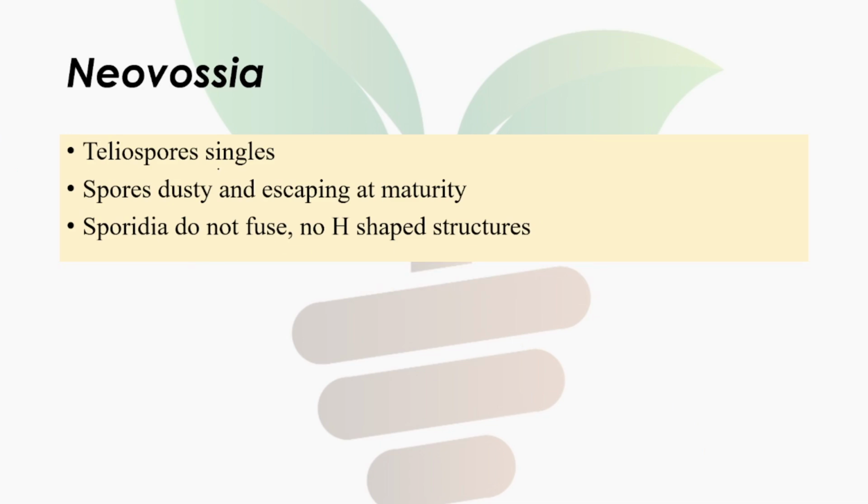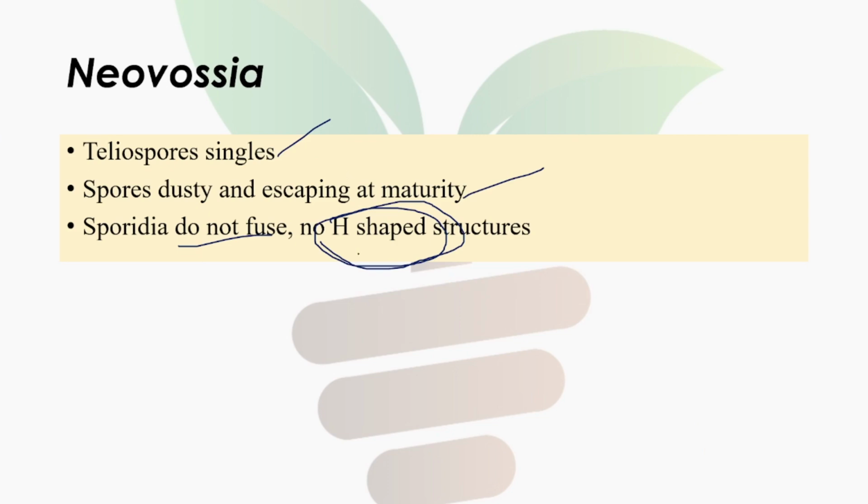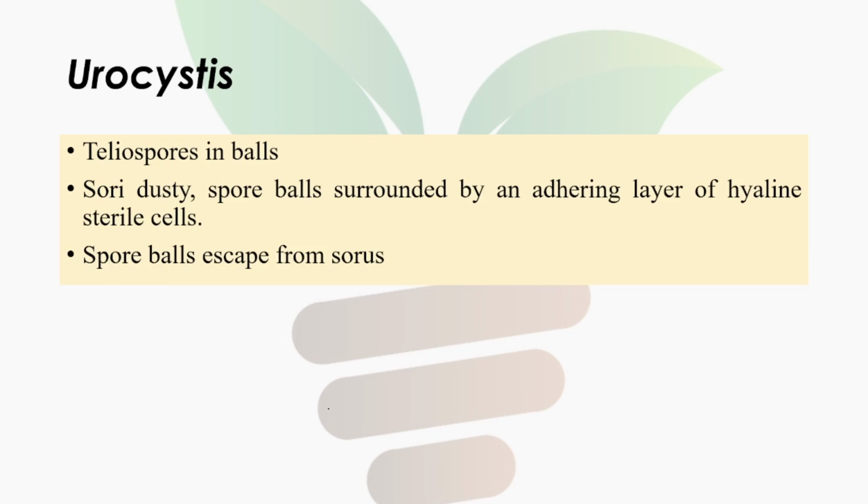Another genus is Neovossia. Teleospores are single, and the spores produced are dusty and escaping at maturity. The sporidia do not fuse, and H-shaped sporidia are not observed in Neovossia. But in the case of Tilletia, H-shaped sporidia are observed. Urocystis is another genus. Teleospores appear in balls. The sorus is dusty and surrounded by a small layer, and spore balls escape from the sorus.